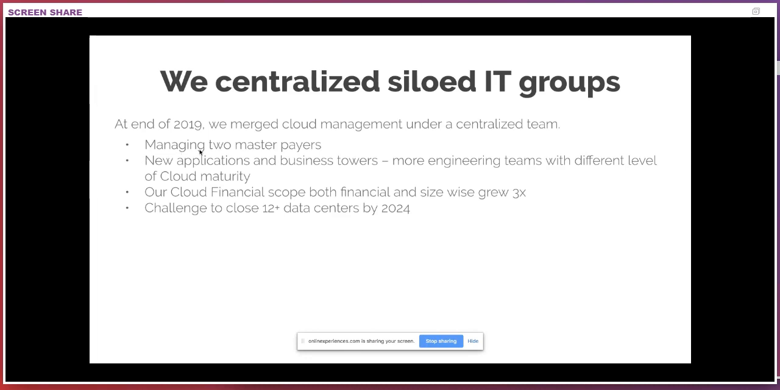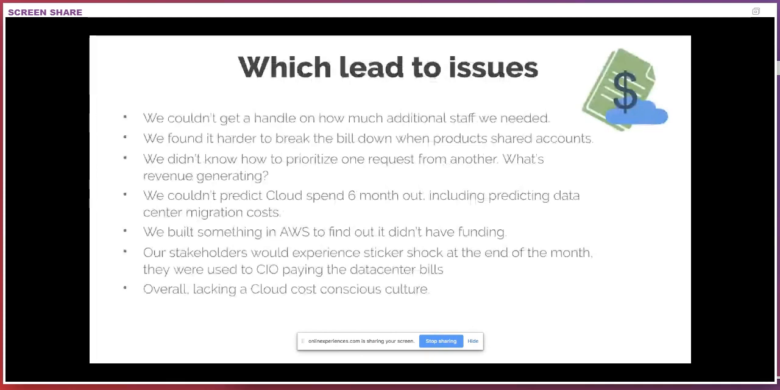So rapid growth, centralizing our siloed IT business. That left us with quite a few issues. One is we really couldn't get a handle on how much stuff we had because there was so much rapid growth. We found it really hard to break down the bill with products that shared accounts. We didn't really know how to prioritize one request from another, like what was revenue generating, what was more important that we work on next.